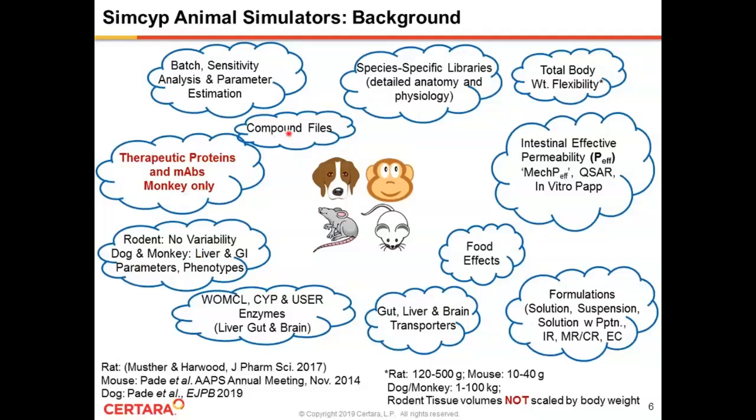Each of the simulators come with their own validated compound files and also handy tools such as the batch processor. A batch processor is basically where you can run hundreds of simulations all together at once and create your customized outputs, whereas the other tools such as sensitivity analysis and parameter estimation are also available in all the animal simulators.